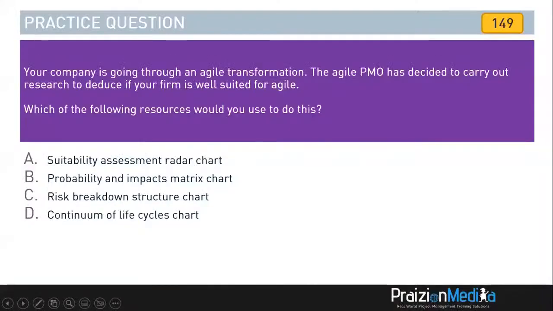Your company is going through an agile transformation. The Agile PMO has decided to carry out research to deduce if your firm is well suited for Agile. Which of the following resources would you use to do this? Is it A, suitability assessment radar chart? B, probability and impacts matrix chart? C, risk breakdown structure chart? Or D, continuum of life cycles chart?